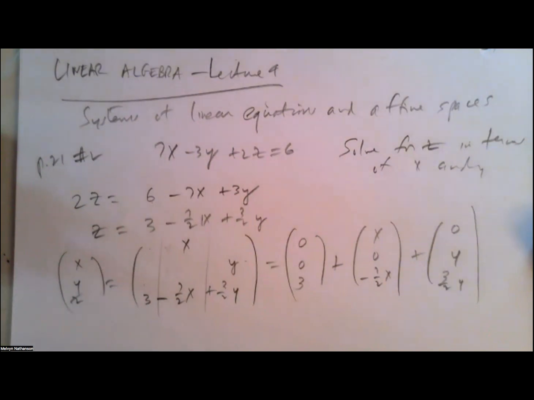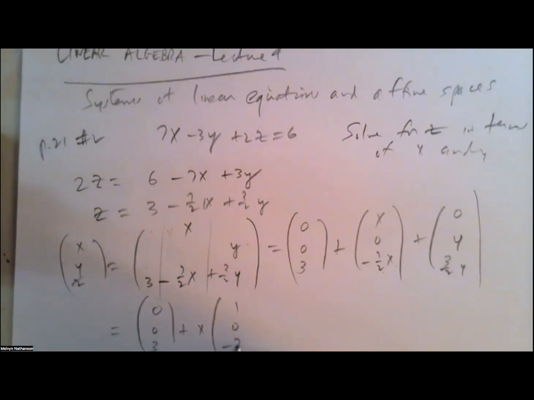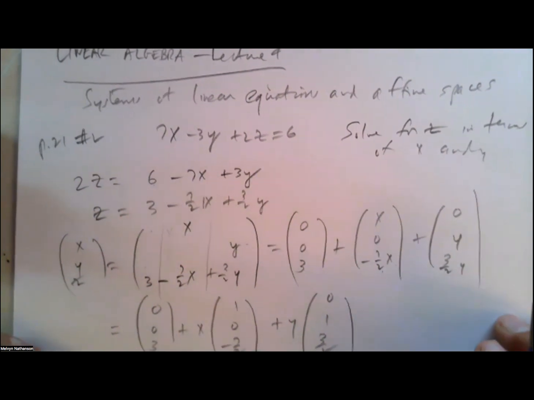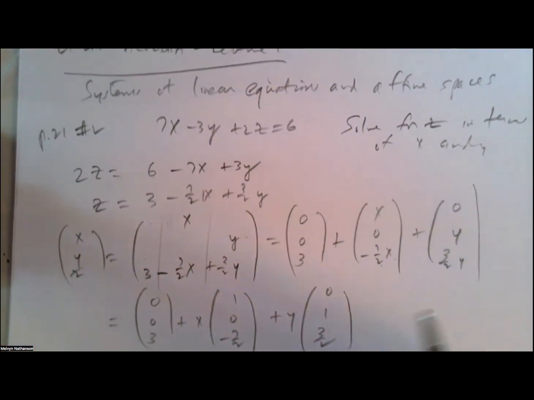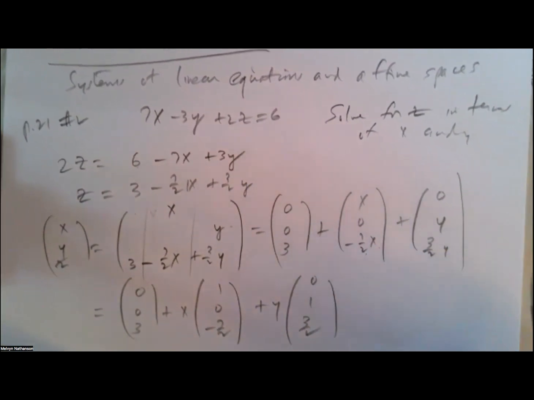And so I could, if I like, factor an x out of this vector. This is 0, 0, 3 plus x times the vector 1, 0, minus 7 halves plus y times the vector 0, 1, 3 halves. So this is one form in which I could write an arbitrary solution of this inhomogeneous equation, or I could also write it like this if I choose, and just to avoid fractions, I could factor a half out of this.